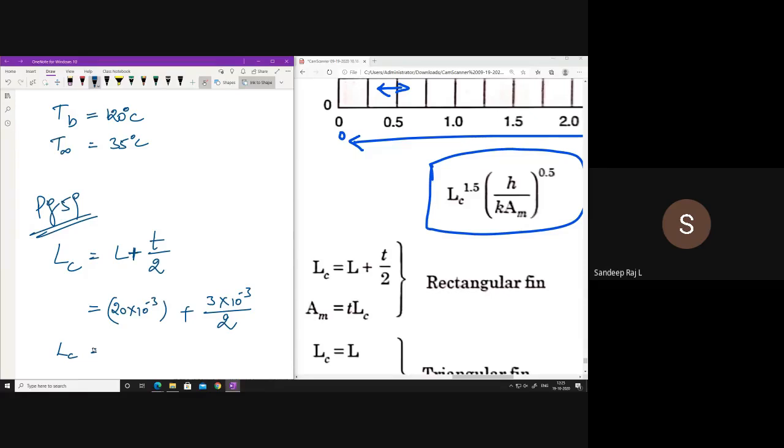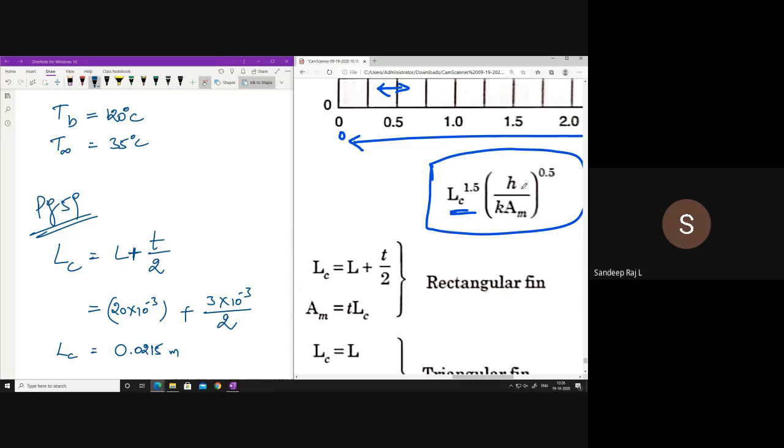Let me move to the problem. LC is 0.0215 meters. This will be your LC. So we are done with LC.